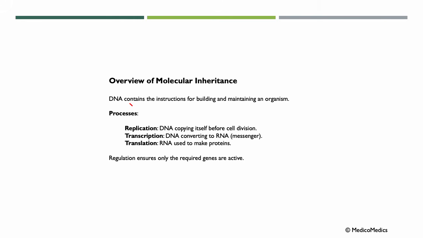Now, DNA contains the instructions for building and maintaining an organism. Key processes include replication. This is where DNA is copying itself before cell division. Another one is transcription. This is where DNA is converting to RNA, more specifically, messenger RNA. Then we have translation. This is where the RNA is used to make proteins. And regulation ensures only the required genes are active.